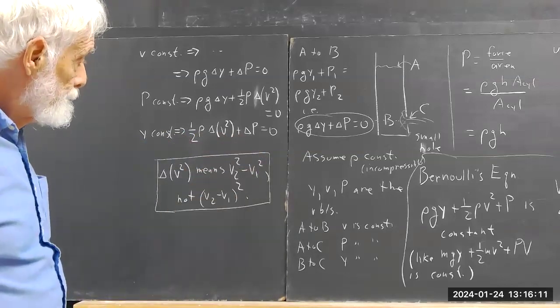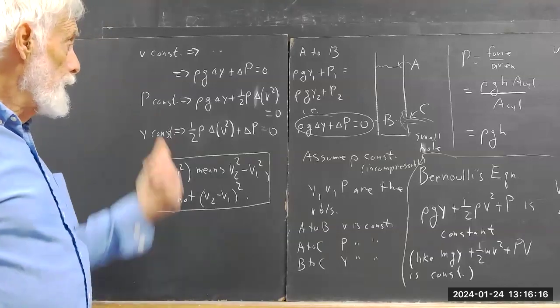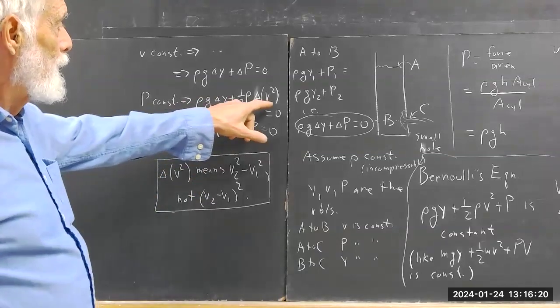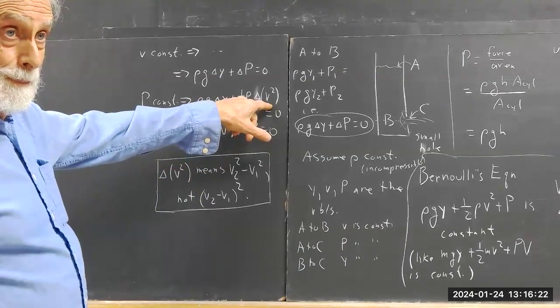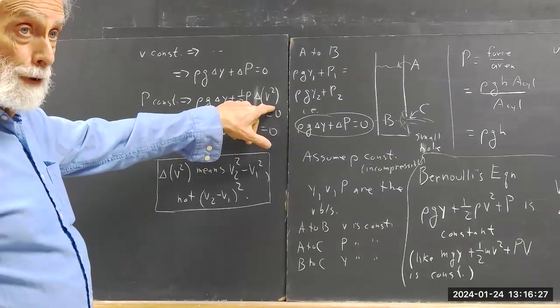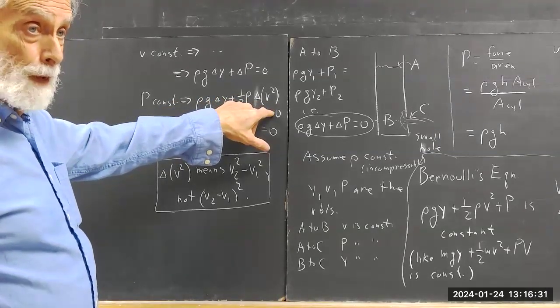Now, this means that if you have constant pressure, if y changes, then v has to change. If y decreases, then v has to increase. If y increases, then v decreases.